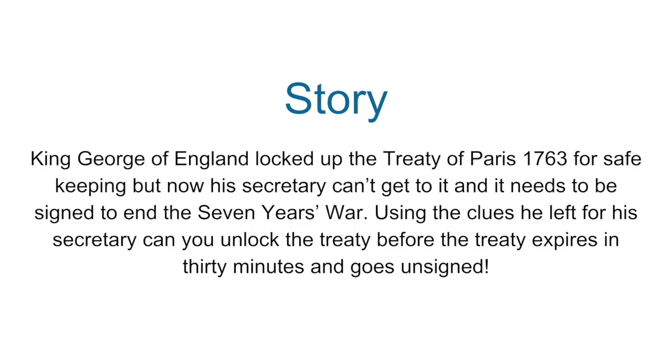The story behind this breakout is that King George of England has locked up the Treaty of Paris of 1763 for safekeeping, but urgently needs it and orders his secretary to use the clues that he has left behind to unlock the treaty. You will find in the resource file that I also included a video that is King George giving the instructions to his secretary. I use this to introduce the story and the breakout to my students.